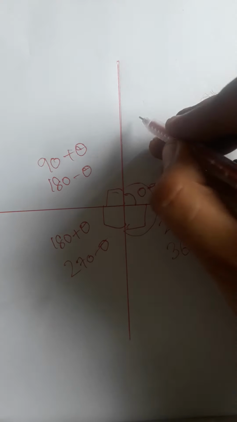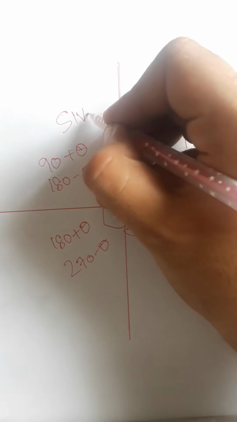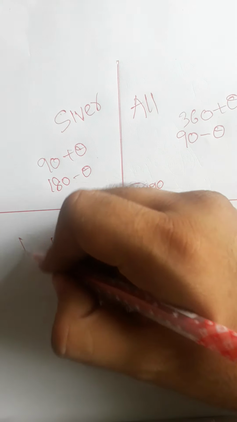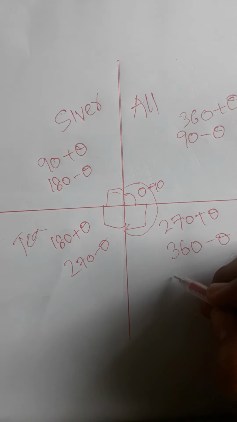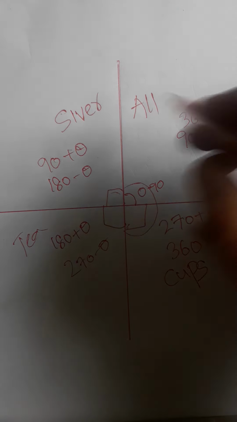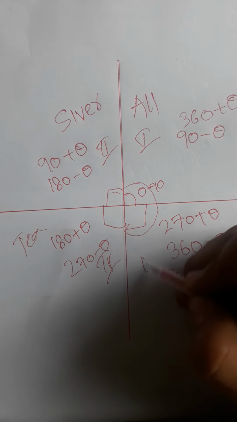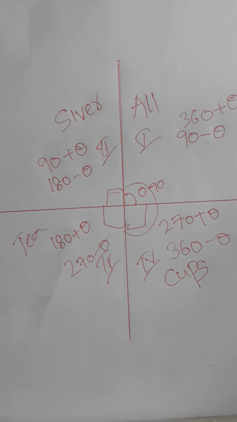Now what is All Silver Teacups? It is nothing but something we have to keep in mind. All Silver, here I am writing Tea and Cups. All Silver Tea Cups. This is the thing. This is quadrant number 1, quadrant number 2, quadrant number 3 and quadrant number 4. Okay. Quadrant 1, 2, 3, 4.